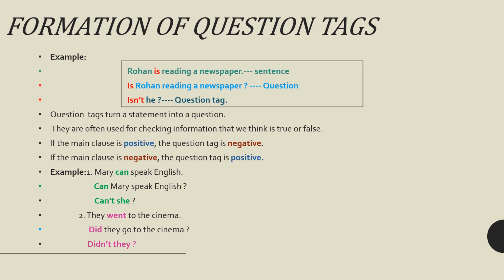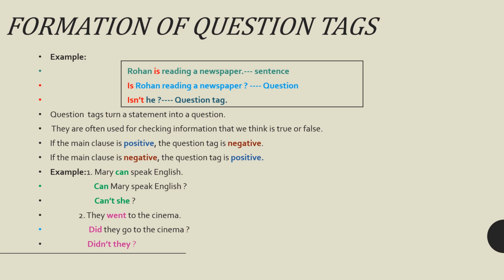Observe the example: Rohan is reading a newspaper. It is a sentence. Already we have learned that if an auxiliary verb is present in the sentence, it can be brought before the subject and a question can be made. Likewise, "Is Rohan reading a newspaper?" It's a question. To know whether it is true or false, we can make a short form of question like "isn't he?" This becomes a question tag.